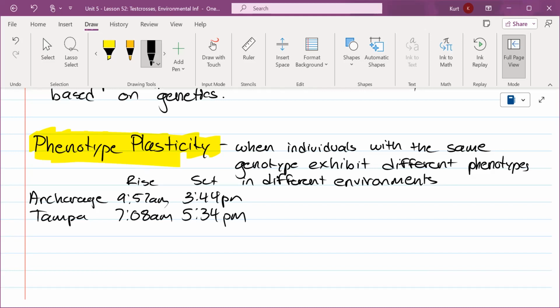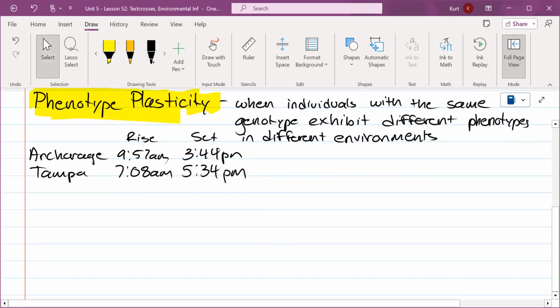So your hypothesis is correct that your brother that's born and raised in Tampa would likely be tanner. And if you were in Alaska, you would likely be paler because you're not getting all that UV radiation. UV rays are what stimulate melanin secretion, which is what makes us darker skinned. So that would be environmental.